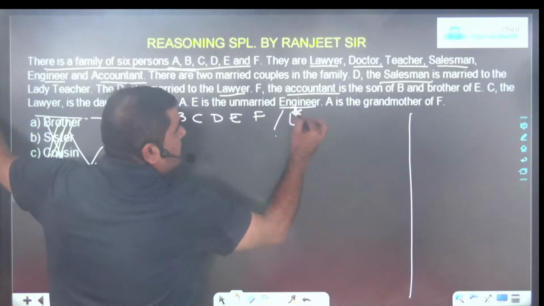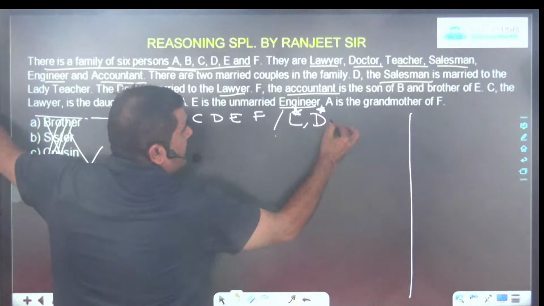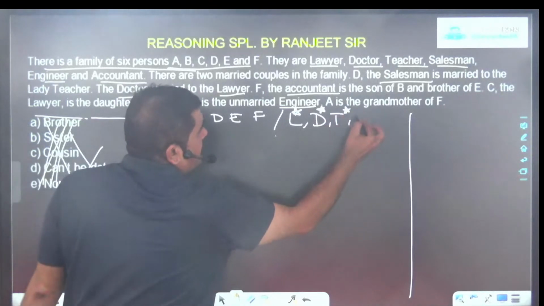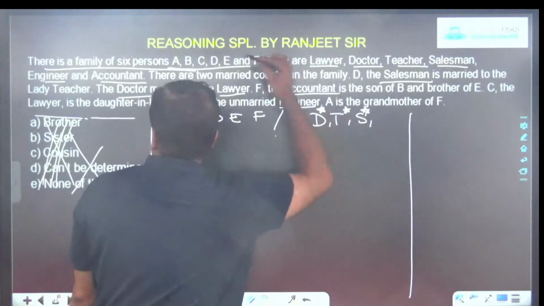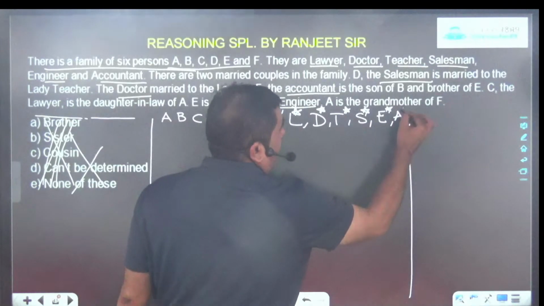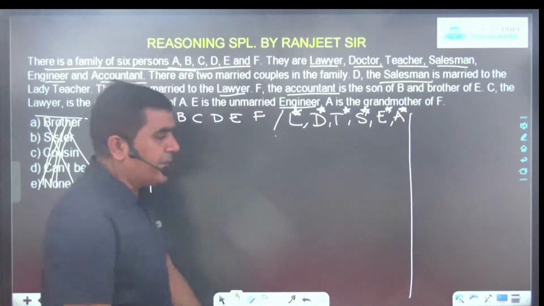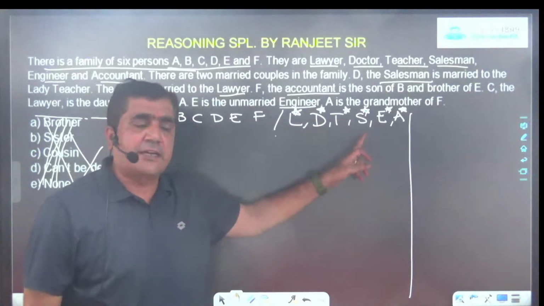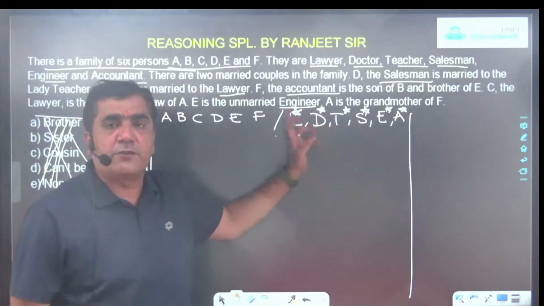I am going to use star for profession. Doctor means D star. Teacher means T star. Salesman means S star. Engineer means E star. And accountant means A star. So whenever I put star, star always stands for the profession of the variable.